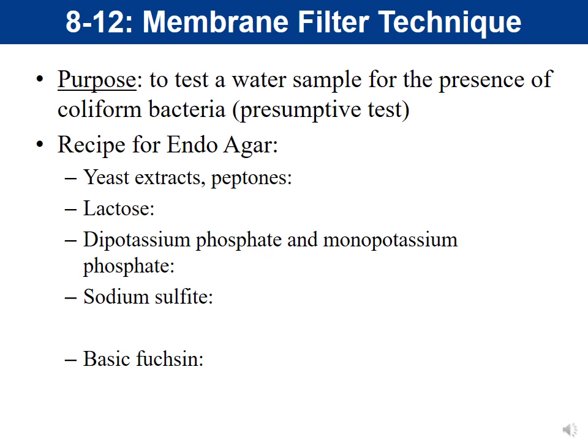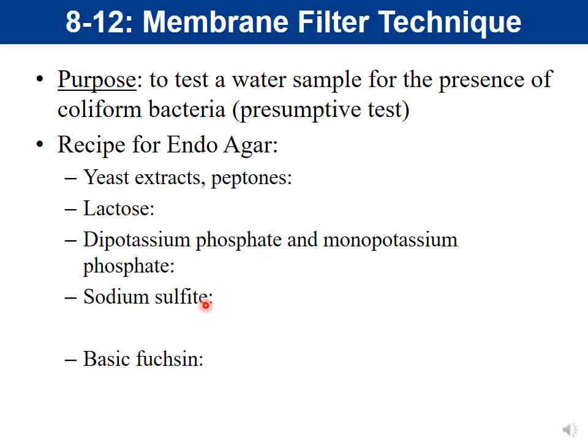You want to study again, in the Endo agar, you don't need to know all the ingredients, but you should know the differential and selective ingredients. The lactose would be your differential ingredient because you're determining if bacteria can ferment the lactose, since we're looking for coliforms. Your sodium sulfite and your basic fuchsin are both selective. They both inhibit gram-positive but allow for gram-negative growth, because we want gram-negative bacteria to grow since we're trying to detect coliforms.